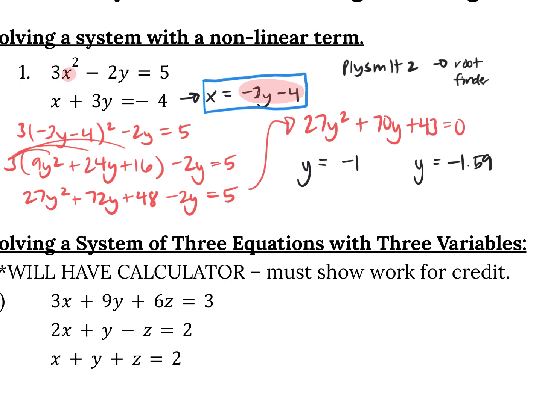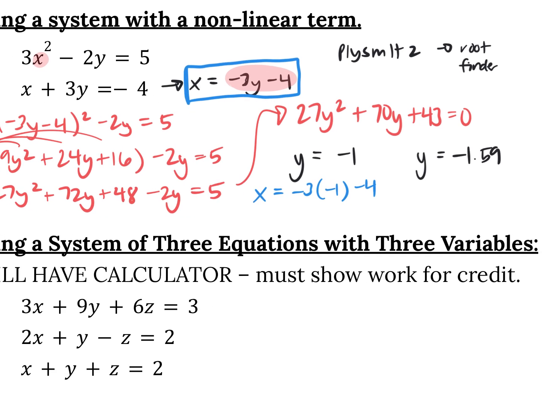And then once we've got those 2 answers, we're going to take and plug those into my equation for x. Because when I'm solving a system, I should have a coordinate. So I'm going to plug this value of y in to give me x equals negative 3 times negative 1 minus 4. And that should give me x is negative 1. Same thing if I plug in y into that equation, I end up getting x is equal to 0.77.